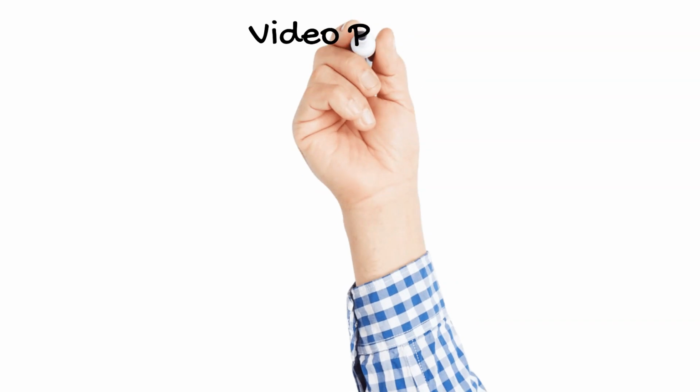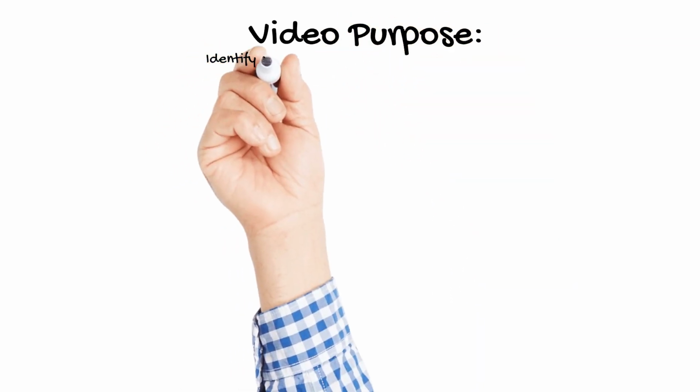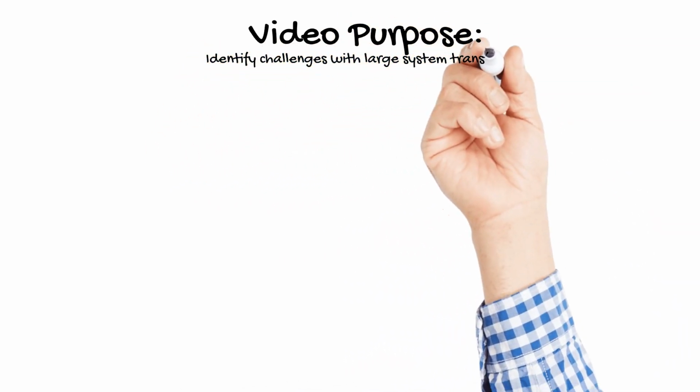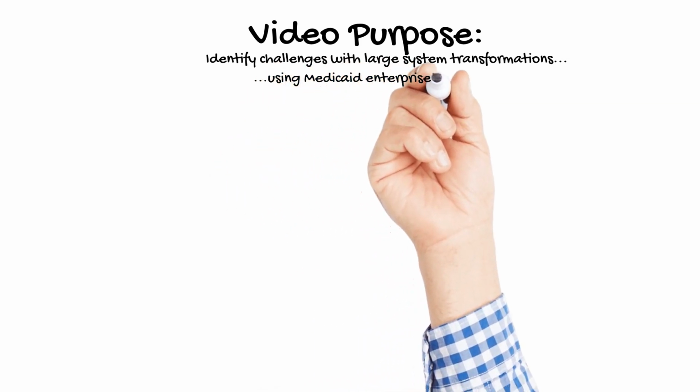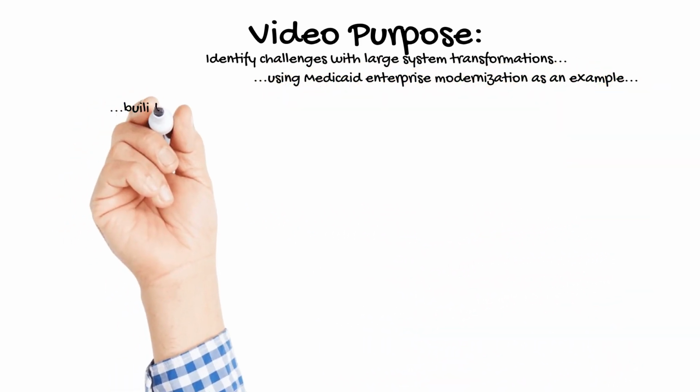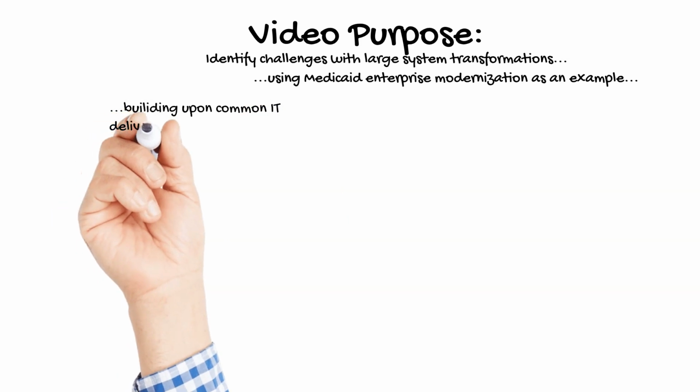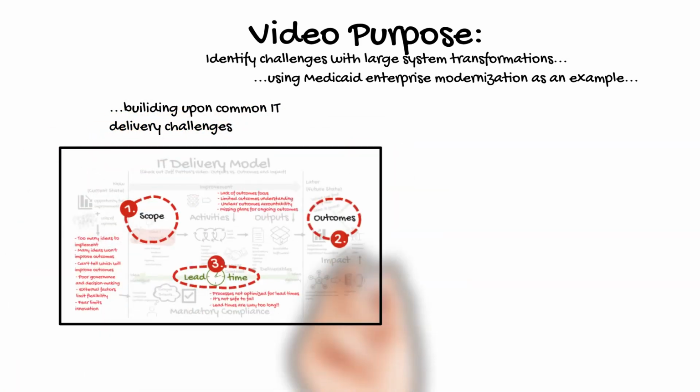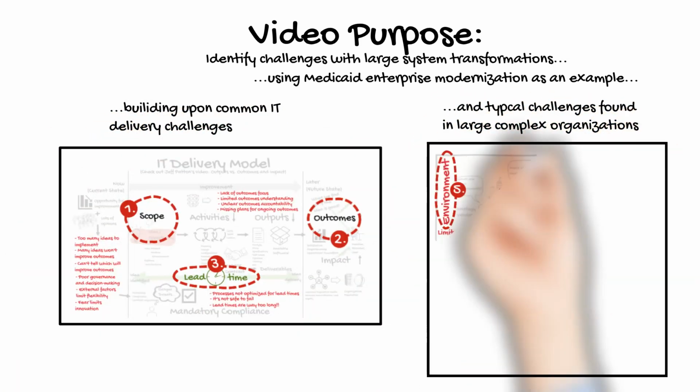The purpose of this video is to explore the most significant challenges impacting large system transformation work, using Medicaid enterprise modernization as an example. This video builds upon the challenges commonly present in IT delivery models in general and typical challenges present in large, complex organizations.